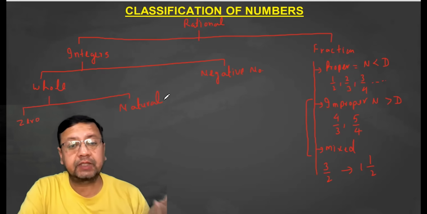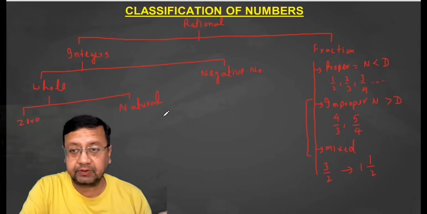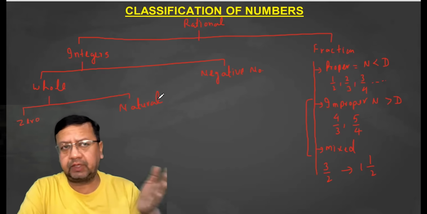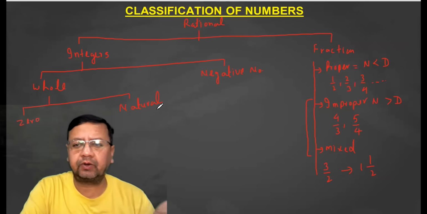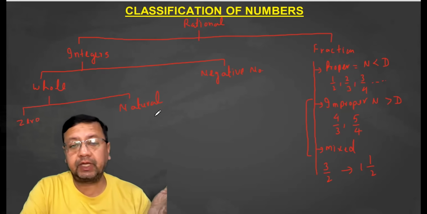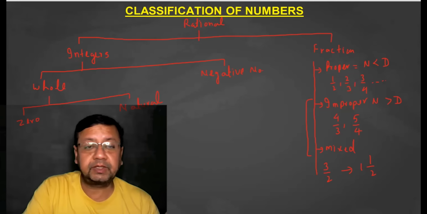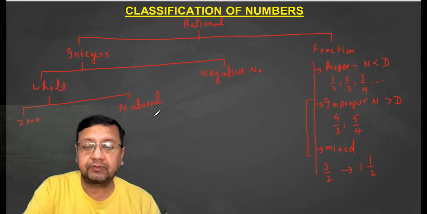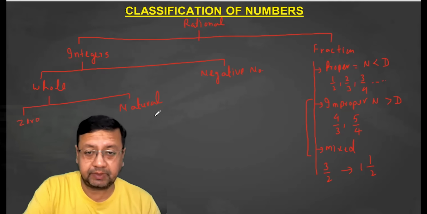So natural numbers are what? These are the counting numbers, right? The numbers 1, 2, 3, 4 till positive infinity, all of these are the natural numbers, right? So this way I am dividing all the different types of numbers. This is my classification of numbers, right?